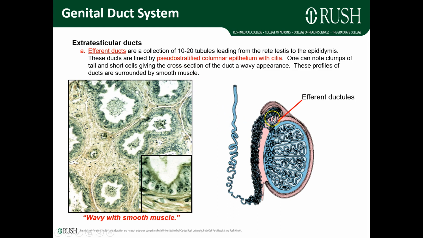These tubules or ducts are now lined with pseudostratified columnar epithelium with cilia. One thing to note here is that there are clumps of tall and short cells which give rise to a rather wavy appearance in cross-section, and that is highlighted in this picture on the left, where you can see the lumen with sperm inside and this very uneven epithelium, much more easily visible here in even higher magnification. And also you notice the smooth muscle on the outside.